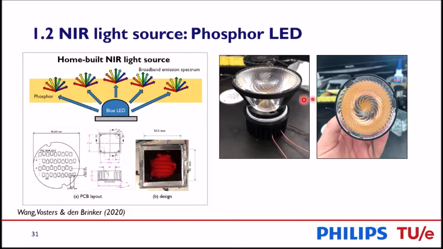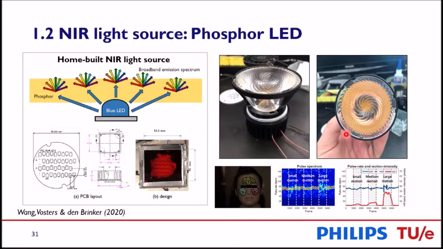This is how it looks. It's a home-built light source. Then this is just one example of the measurement, but more statistical measurements have been reported in the paper we published this year.